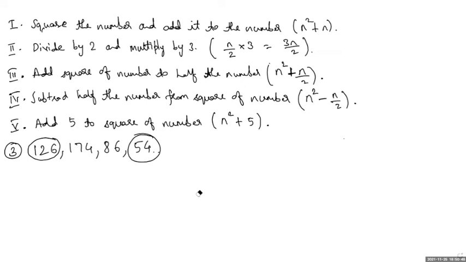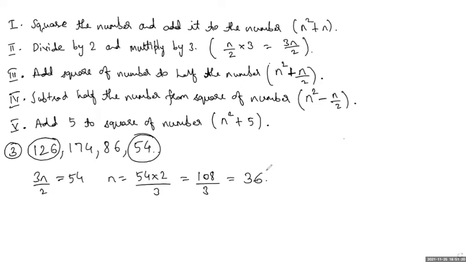Let's check for the next rule. 3n by 2 is equal to 54. So n is equal to 54 into 2 divided by 3. 54 into 2, what is 54 into 2? 108 divided by 3, what is it? 108 divided by 3. 36. Okay, so n is equal to 36.